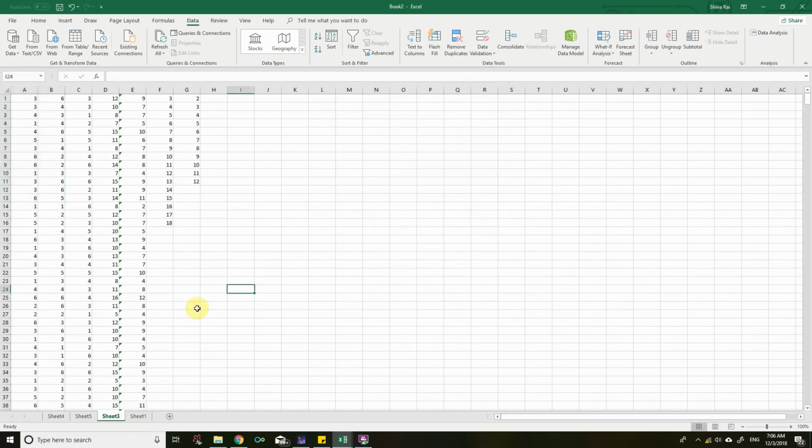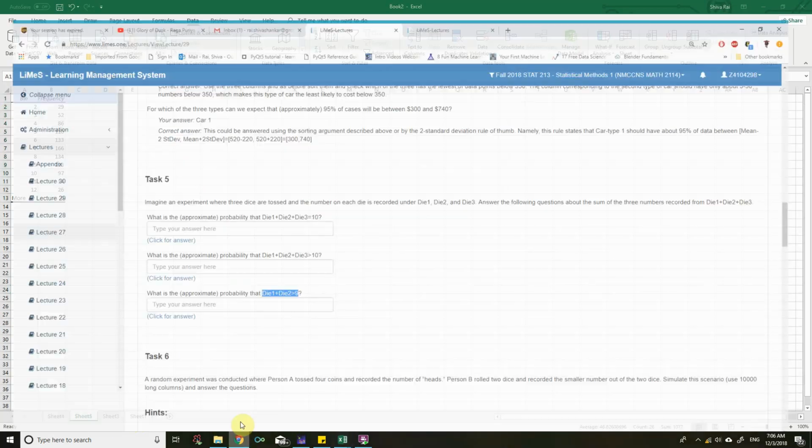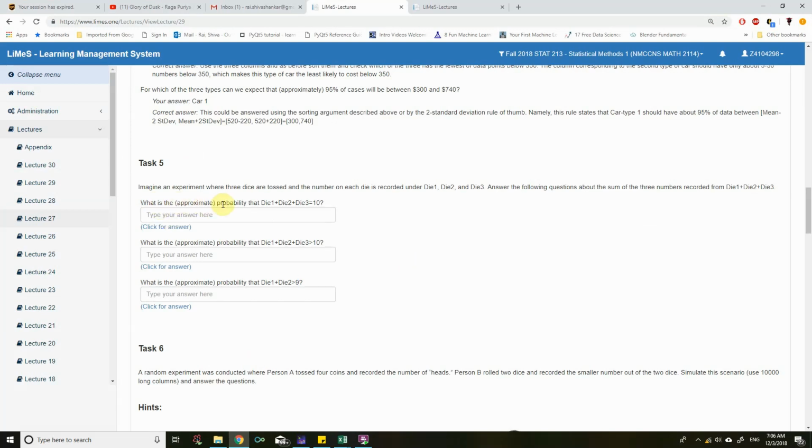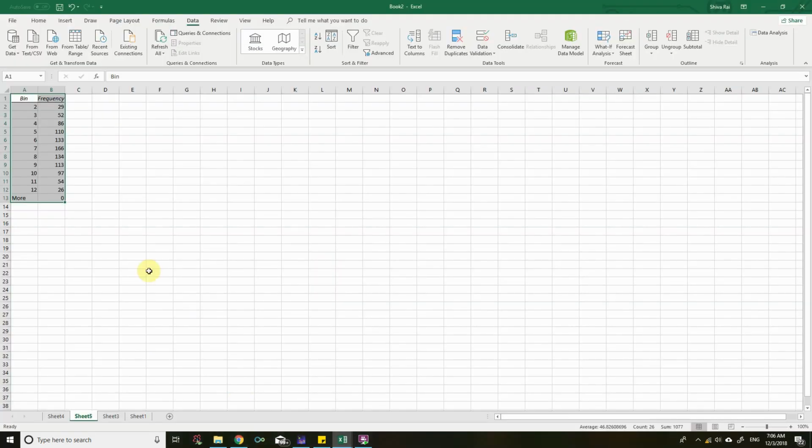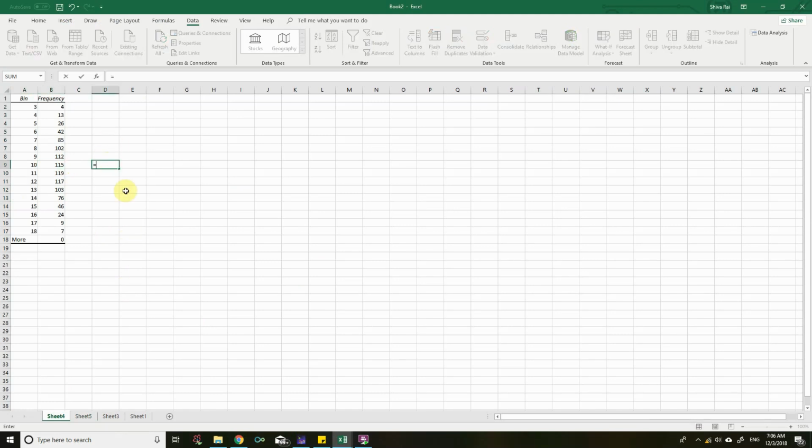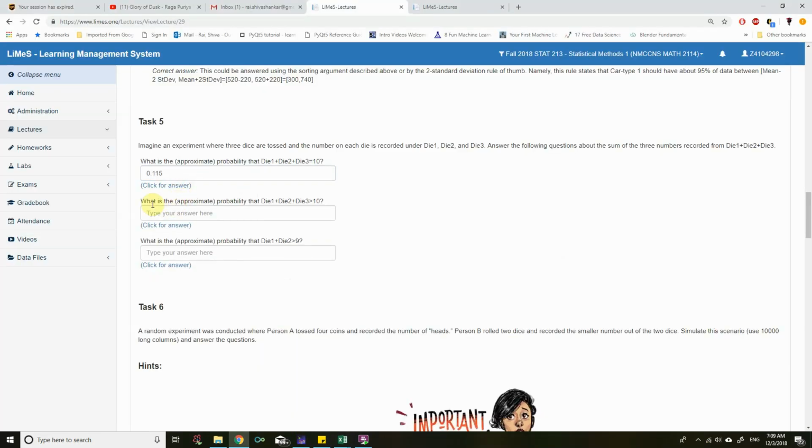Now okay, let's read the question. What is the approximate probability that die 1 plus die 2 plus die 3 is equal to 10? So for this one, equals to 10 means 115. So the probability is equal to 115 divided by 1000, 0.115.